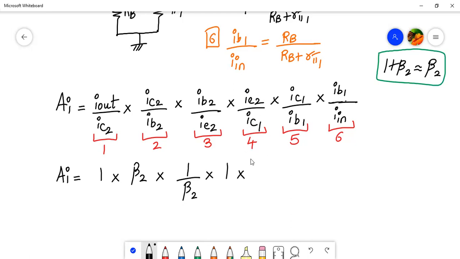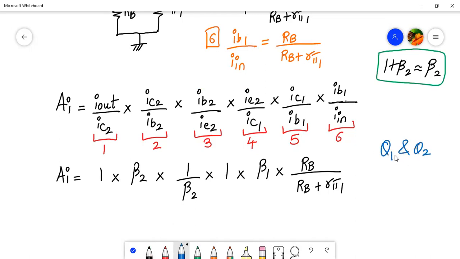They are 1, right? They are the same. Actually, we have seen that. This will be beta 1. And finally, we will have RB divided by RB plus R pi 1. Let me write it properly as RB. And we know that the transistors Q1 and Q2 are similar. So Q1 and Q2 have similar parameters.